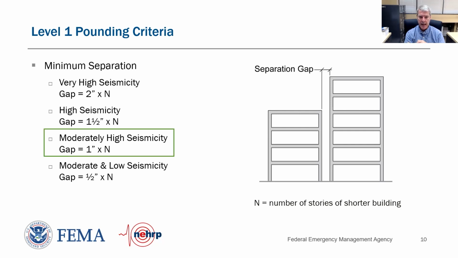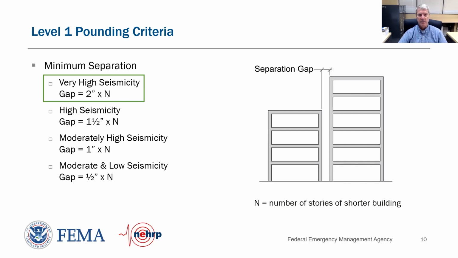So in a moderately high seismicity region, our gap has to be 1 inch times the number of stories in the shorter building. If it's in a high seismicity region, it's 1.5 inches times the number of stories in the shorter building. Again, the gap. And if we're in very high seismicity regions, we have to have 2 inches times the number of stories in the shorter building. And so if you have a 3-story building, 2 times 3 means we have to have a gap of 6 inches between our 2 buildings in terms of satisfying the pounding criteria.